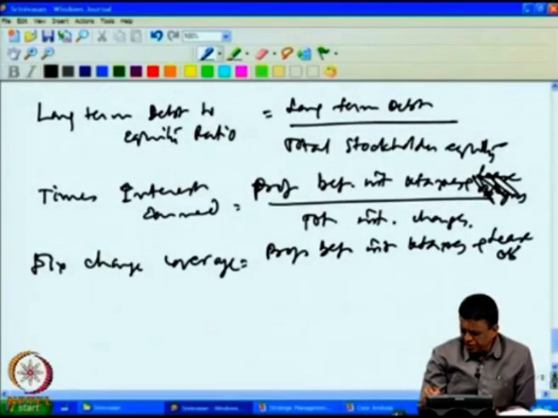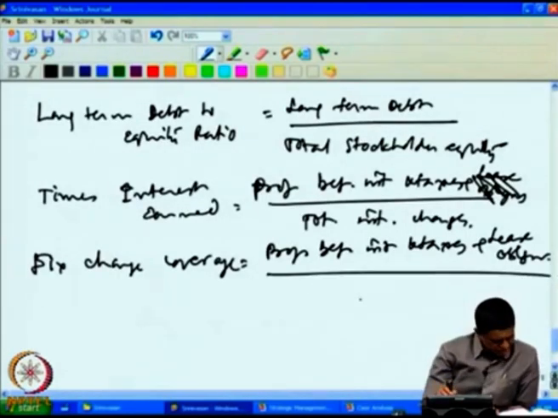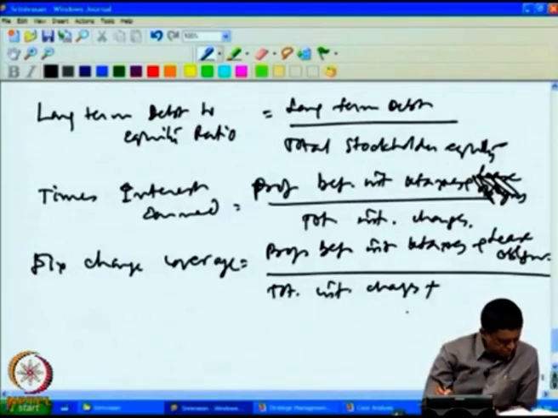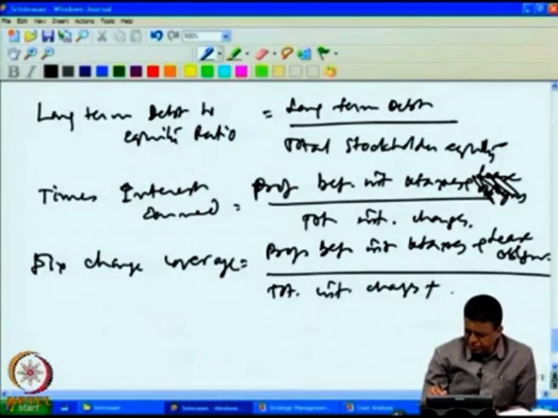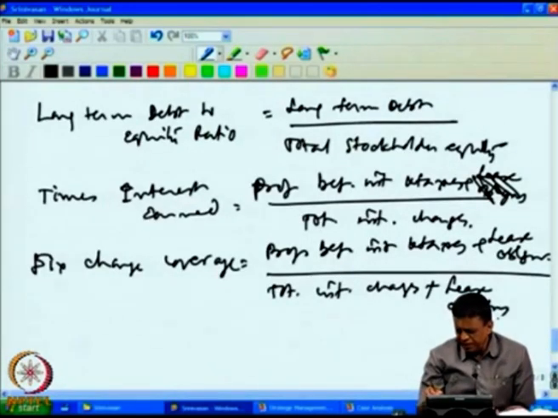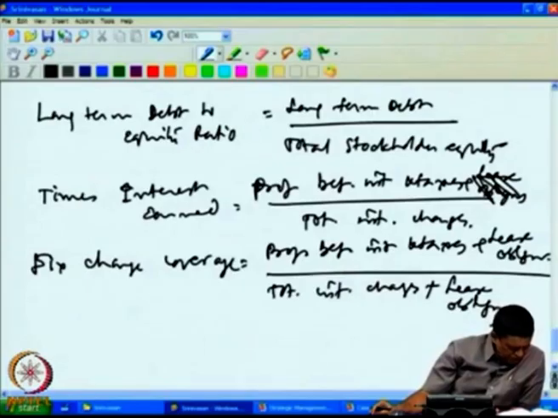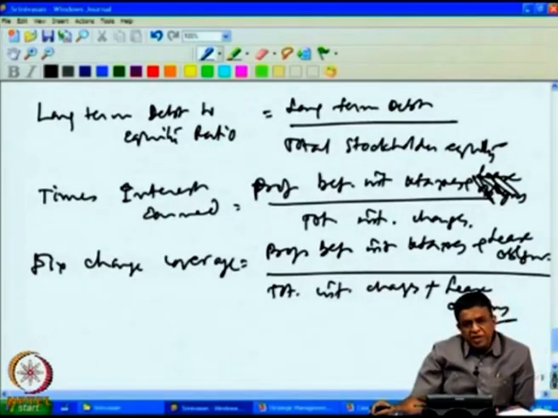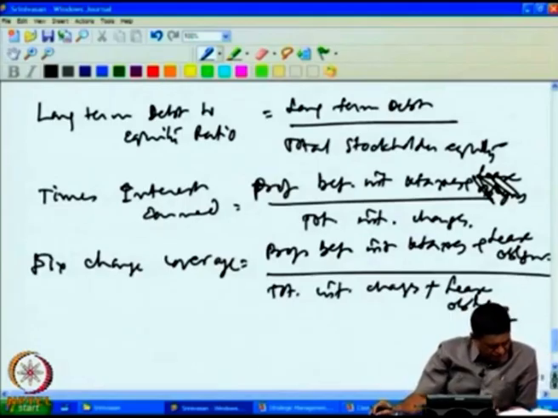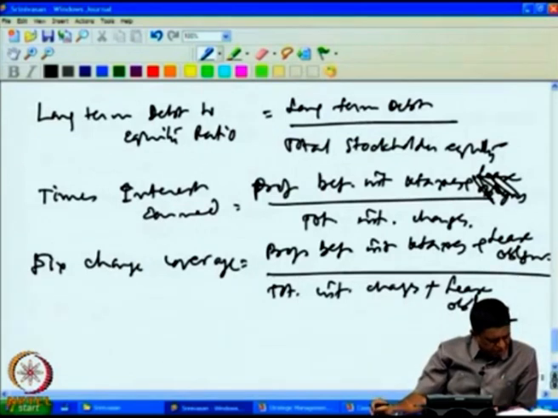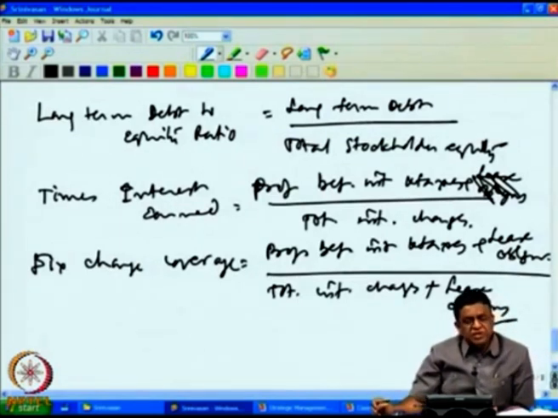So, there may be obligations of lease, divided by the total interest charges plus the lease obligation. In other words, you are not really going to have a great difference between this ratio and the other ratio. To me, it can be a more inclusive indication of the firm's ability to meet all its fixed charge obligations.